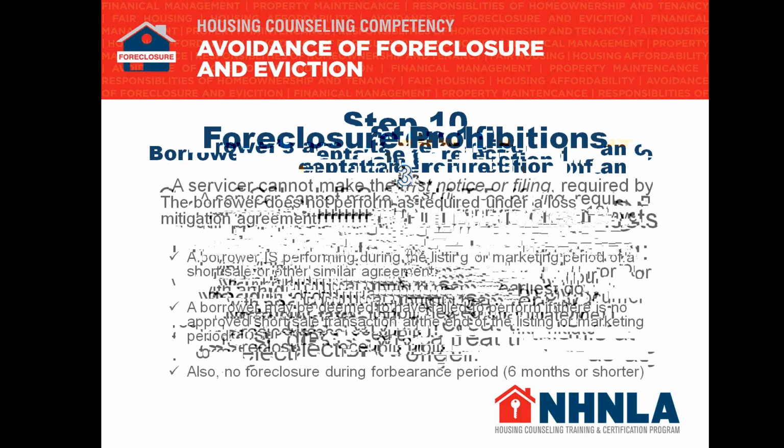3. The borrower does not perform as required under a loss mit agreement. A borrower is performing during the listing or marketing period of a short sale or other similar agreement. Now, what does that mean? That means if the borrower is in a short sale, but they're also making the payments, then that is performing. A borrower may be deemed to have failed to perform if there is no approved short sale transaction at the end of the listing or marketing period. Also, no foreclosure during a forbearance period of 6 months or shorter. So if you're in a forbearance, formal or otherwise, there can be no foreclosure.